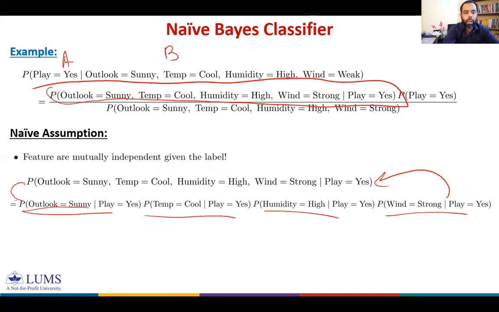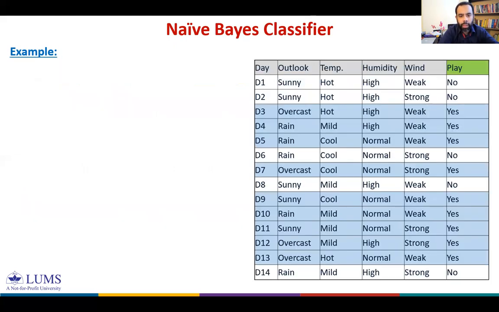Okay, let's compute these four probabilities. Let's estimate these four probabilities from the data. So we have this data. We have 9 instances in which play is equal to yes, and we have 5 instances in which play is equal to no. Given play is equal to yes, and given this data, we want to find out the probability that outlook is equal to sunny given play is equal to yes. How do you compute this? How do you make an estimate of this given this data?